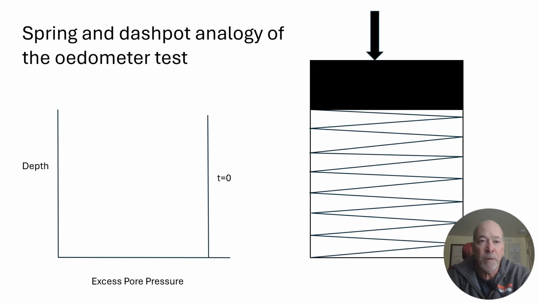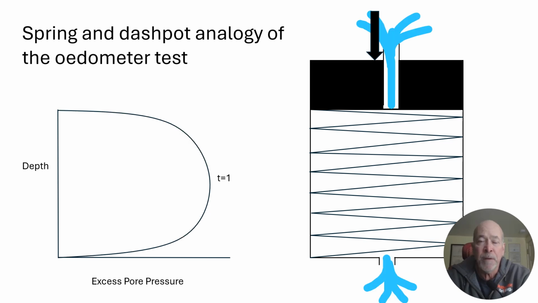So let's get back to our little spring and dashpot analogy of an odometer. And remember, at time t equals 0, the excess pore pressure is uniform and equivalent to that load that's being applied to the top. But if we have drainage ports and we let some pore pressure dissipate, then we've got this dissipation of the top and the bottom. We've got this parabolic shaped dissipation that goes on and continues to dissipate over time unless something else changes.